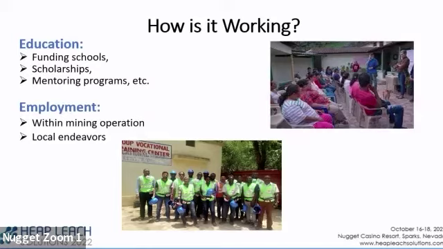Well, generally ESG has been put into a couple of different categories. You see ESG efforts in the context of education, where you see industry investing in things like funding schools, scholarships, mentoring programs. You see ESG efforts have also focused on employment. So within the mining industry, you see a lot of efforts to try to create jobs for local communities as part of ESG efforts within the mining industry. And you see some support for non-mining related local endeavors.